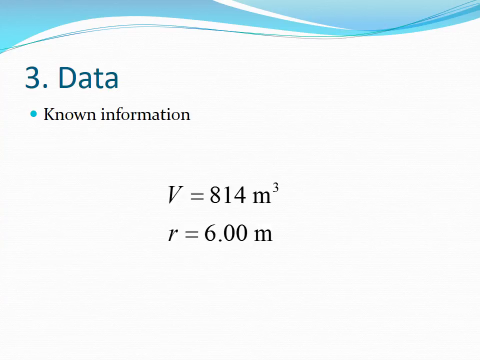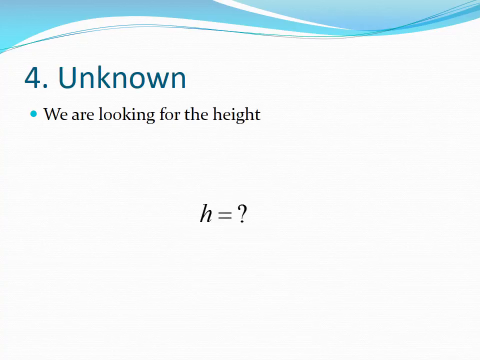This is our known information. The volume is 814 cubic meters and the radius is 6.00 meters. We're looking for the height, h. That is our unknown, or our dependent variable.